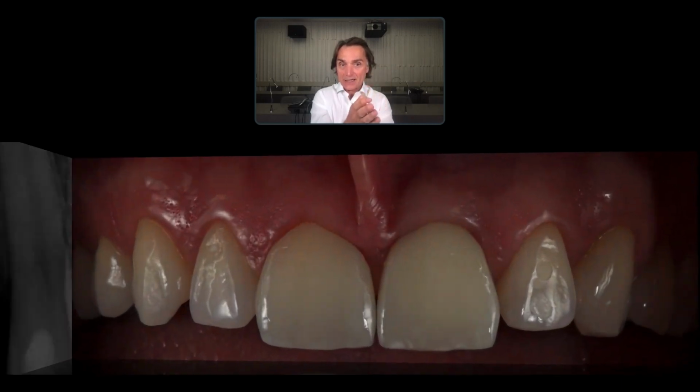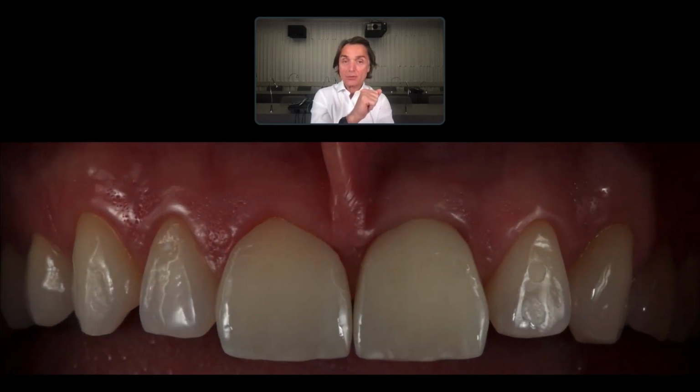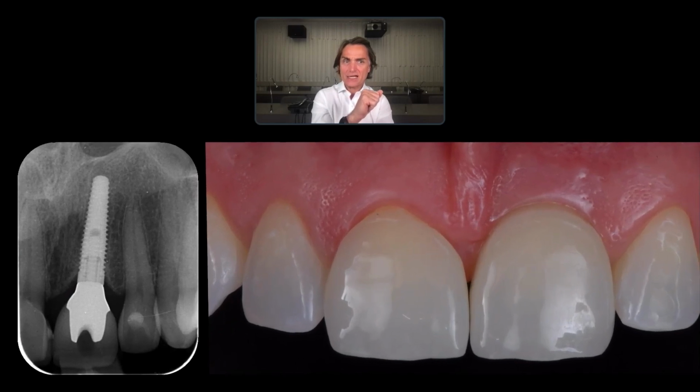And so as you can see here, that's a couple of years later. I think that's about 6 years later. That's 12 years later. And you can still see, it was easy. I mean, I just extracted a tooth. We did something like a customized healing abutment or an immediate provisional to preserve the soft tissues.